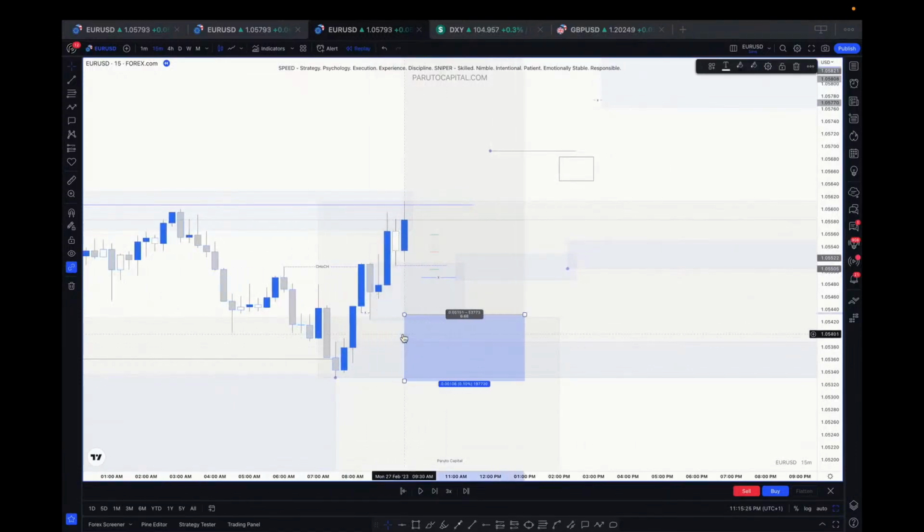Let me just take this guy off. Now, this candle here actually swept the low of this candle. You can see that, right? This candle left a wick that swept the low of this previous bullish candle. Now that is a sweep of liquidity.